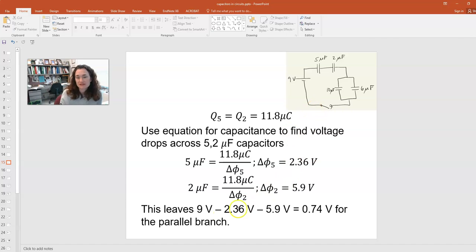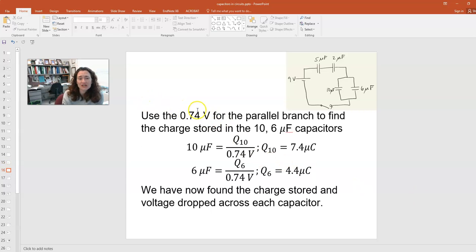So that means that I can take my 9 volts and subtract off the voltage drops from the 5 and the 2 microfarad capacitors and then find the voltage drop for the parallel branch. So 9 volts minus 2.36 volts minus 5.9 volts is equal to 0.74 volts. That's the voltage drop for my parallel branch, right? That's going to be the same as the voltage drop for the 10 and the 6.